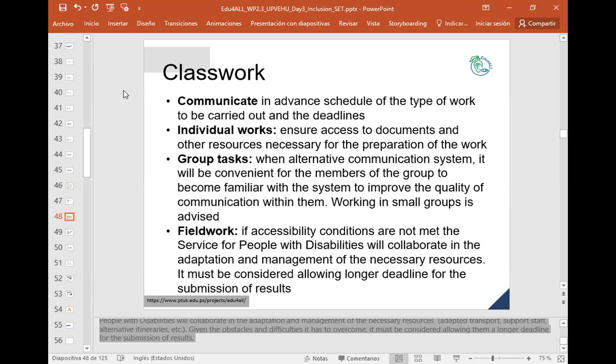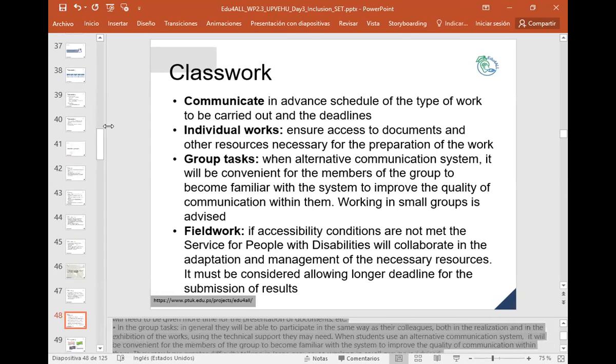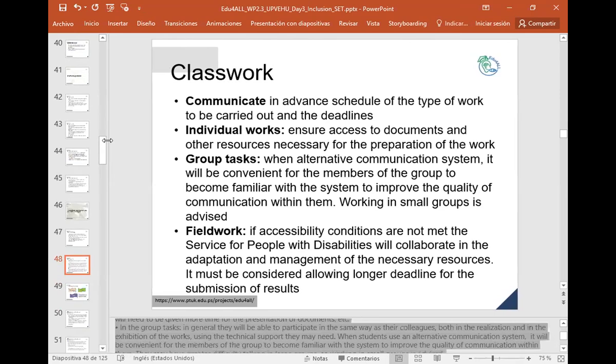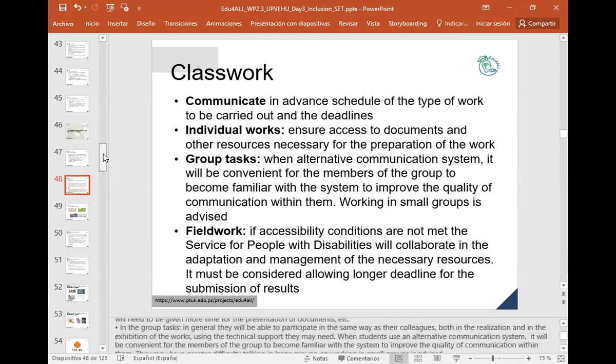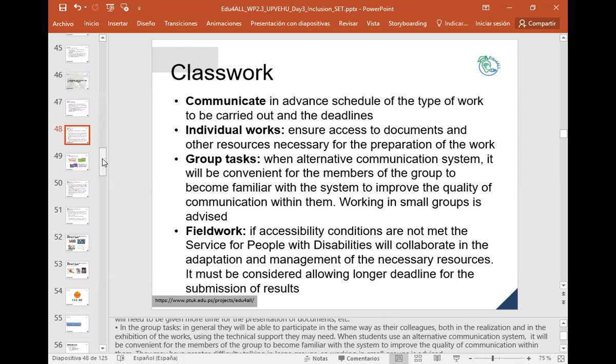When students use an alternative communication system, it will be convenient for the members of the group to become familiar with the system to improve the quality of communication within them. They may have greater difficulty talking in large groups, so working in small groups is advised. In field work, depending on the place, if accessibility conditions are not met, transport, irregularity of the terrain, stairs, the service for people with disabilities will collaborate in the adaptation and management of the necessary resources, adapted transport, support staff, alternative itineraries, etc. Given the obstacles and difficulties it has to overcome, it must be considered allowing them a longer deadline for the submission of results.